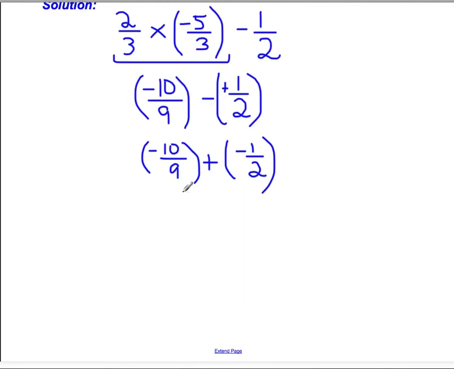Next, when we're adding fractions together or subtracting fractions, we always have to find our lowest common denominator. In this case, it is 18. So we're going to multiply our first fraction by 2's, to give you negative 20. We're going to multiply our second fraction by 9's to give you negative 9.